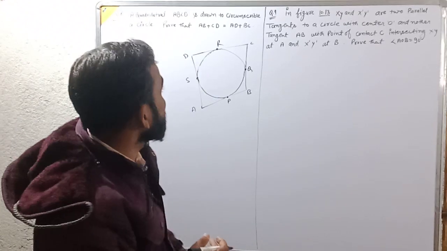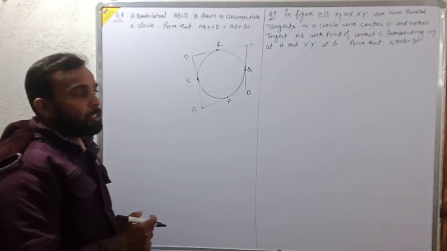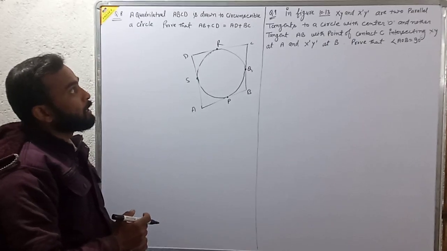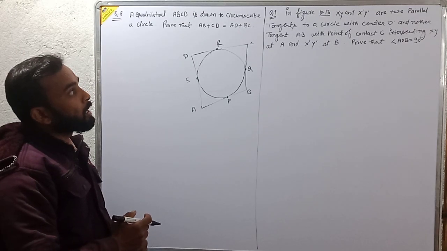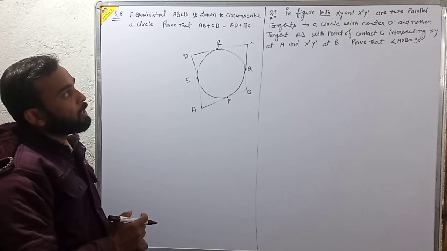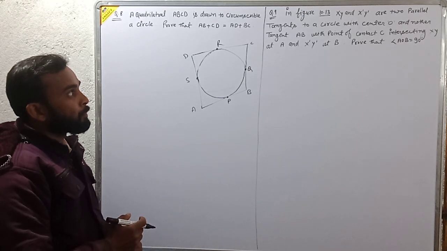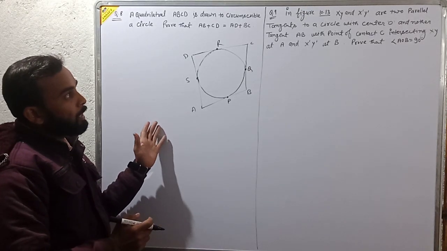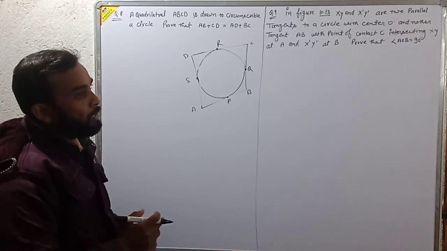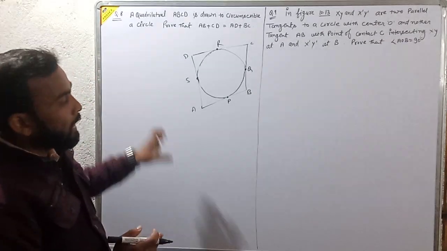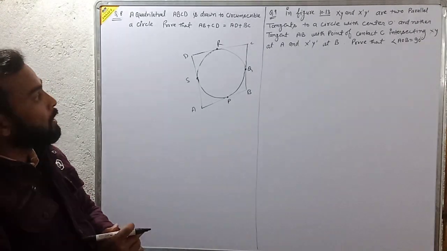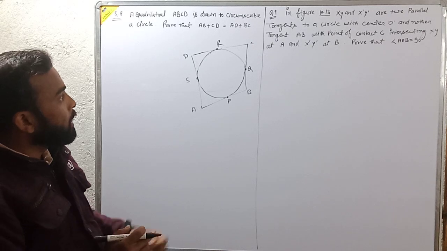We have to solve question number 8, exercise 10.1. The question is given that a quadrilateral ABCD is drawn to circumscribe a circle. Prove that AB plus CD is equal to AD plus BC. We use theorem 10.2, that is, the length of the tangent drawn from an external point of a circle is equal.